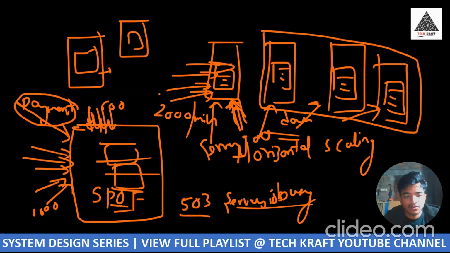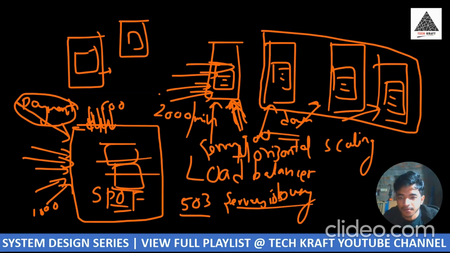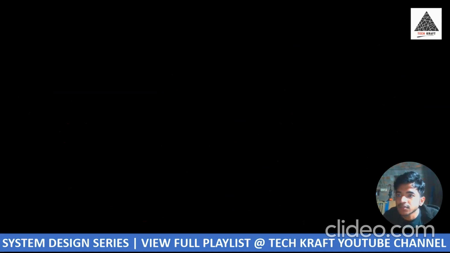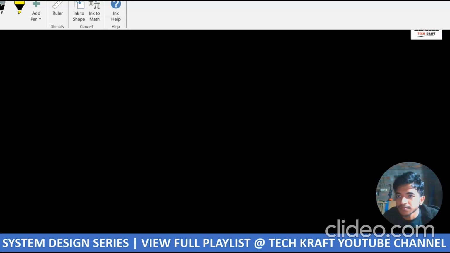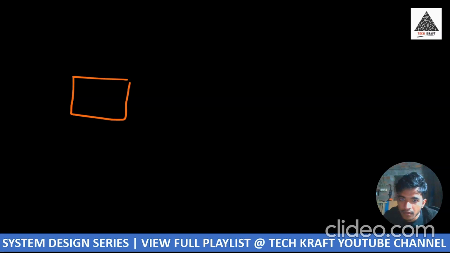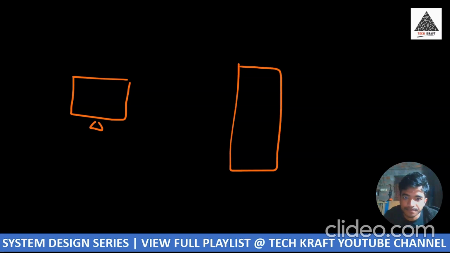So there is a solution for this horizontal scaling. The solution is the load balancer. So what is a load balancer? I will tell you. See, before the request goes to the server, first the request goes to the load balancer.